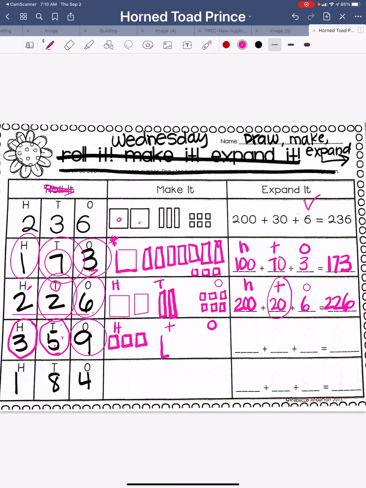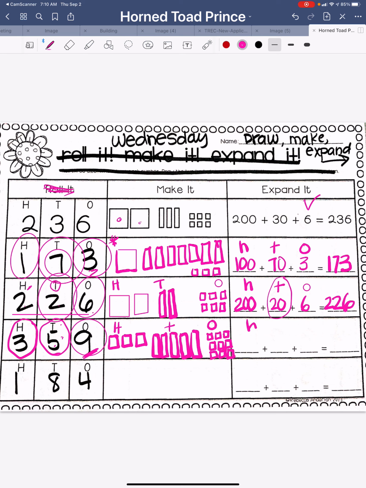So here we got 5 tens, and 5 times 10, here we got to have 5 tens. So here's my 10, 2, 3, 4, 5. And in just a little bit, I've got some manipulatives. I'll show you how to do this with manipulatives too, okay? And then here we've got 9 ones. So here we go. 1, 2, 3, 4, 5, 6, 7, 8, 9.